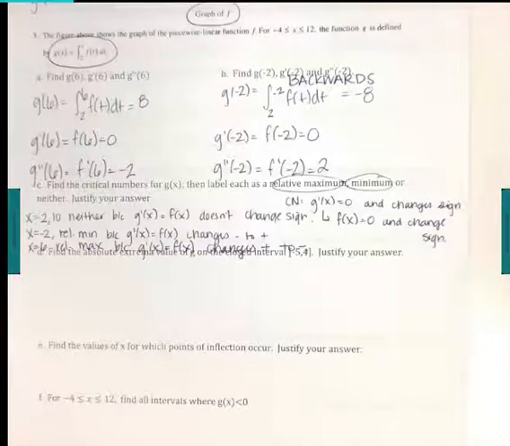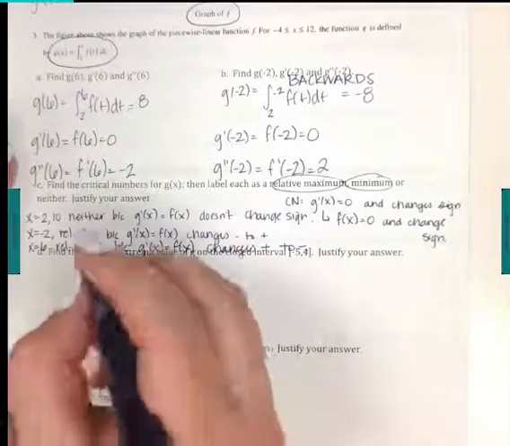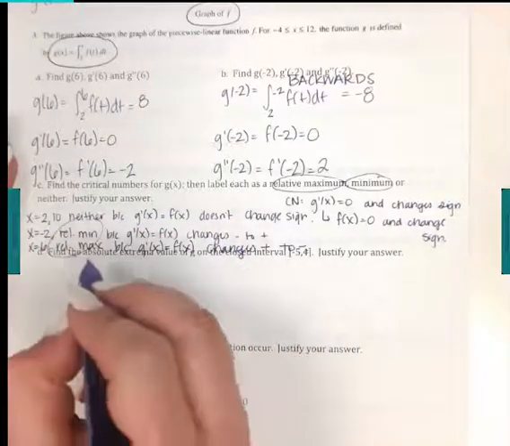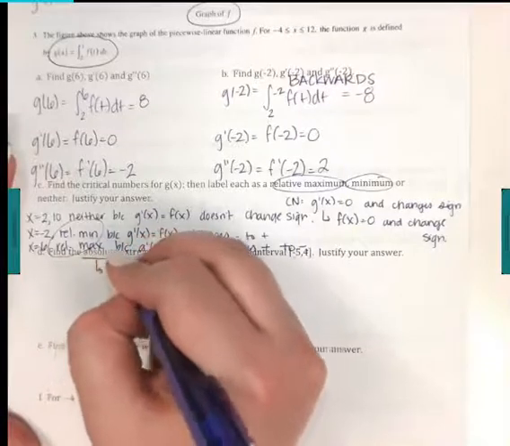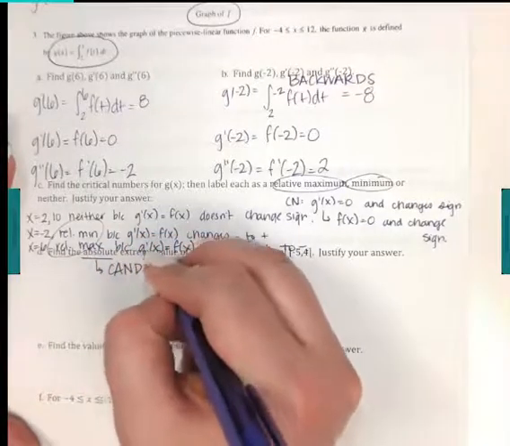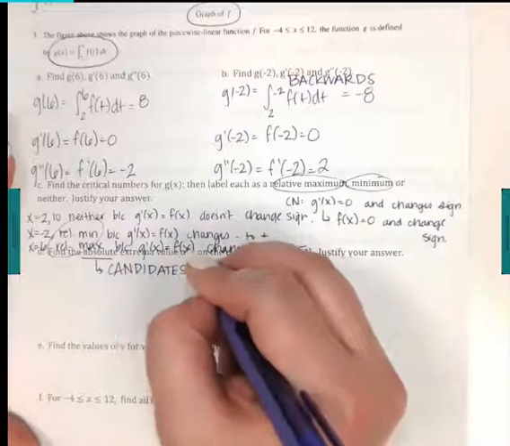Okay, part D is perfect after the quiz we just took last week. How do I find absolute extrema? These are relative extrema. How do I find absolute extrema? I make a candidates chart. What goes in my candidates chart?